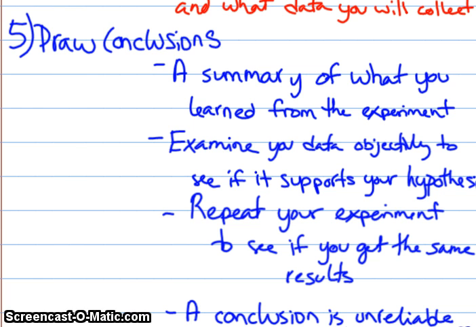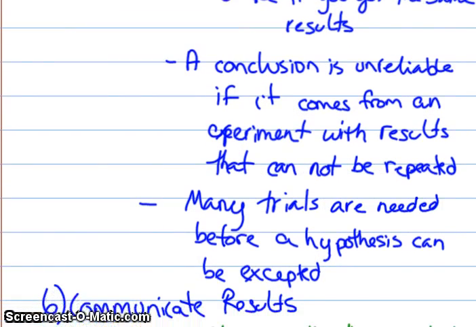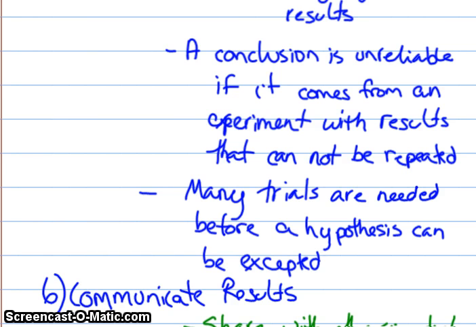In step 5, you're going to draw conclusions. Okay, that's a summary of what you learned about the experiment. Examine your data objectively to see if it supports your hypothesis. Repeat your experiment to see if you get the same results. A conclusion is unreliable if it comes from an experiment with results that cannot be repeated. Many trials are needed before a hypothesis can be accepted.